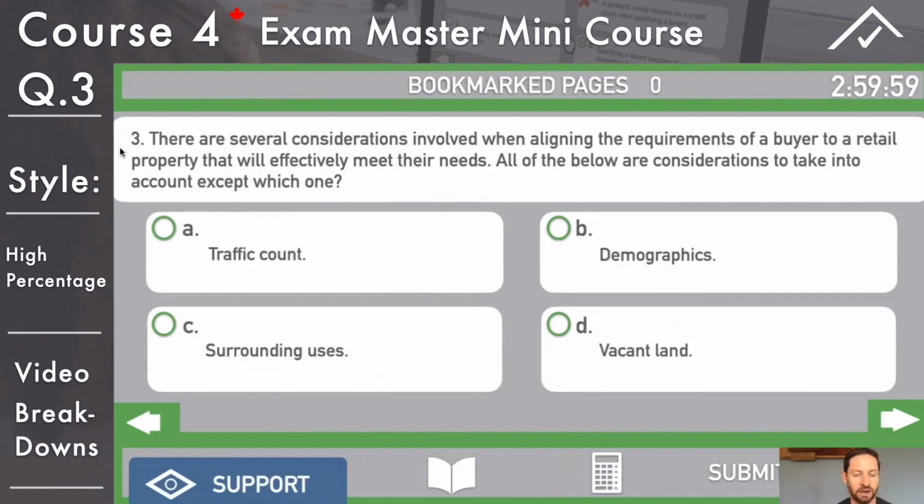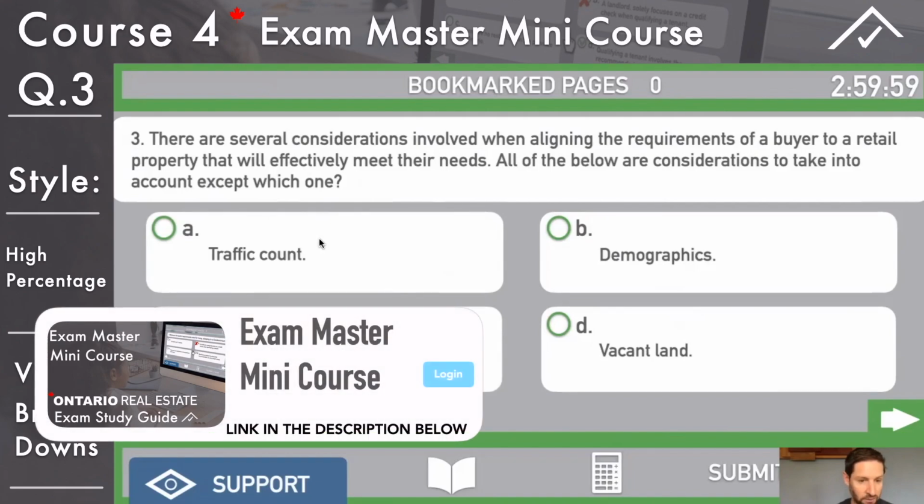3, top left, deep breath. There are several conditions involved when aligning the requirements of a buyer to a retail property that will effectively meet their needs. Okay, all of the below are considerations to take into account, except which one? Okay, except question. So this is an interesting one. This is essentially a not question. We're seeing these now, of course, for a while now. All of the below are considerations to take into account, related to buyer and retail property, except which one?